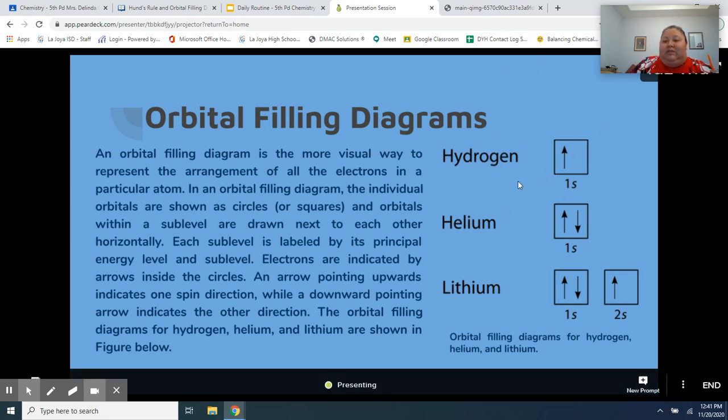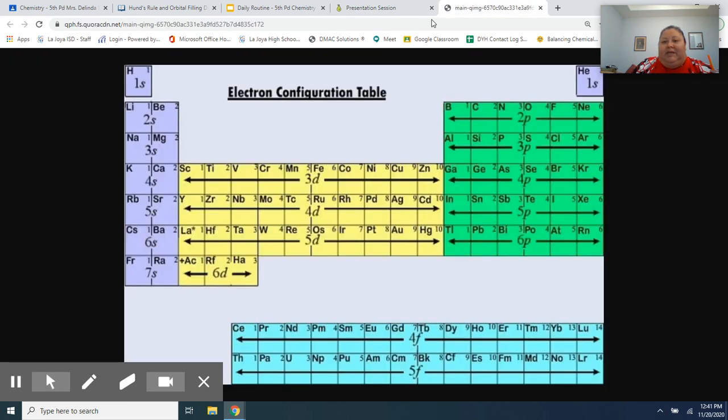All right, so this is orbital diagrams for the first 3 elements on the periodic table. Hydrogen, helium, lithium. Element number 1, hydrogen. Element number 2, helium. And lithium, element number 3. Now, if you look at the periodic table that we have, the electron configuration periodic table, you'll see that all 3 of them are in the s orbital. So there's only one version of those, right? S orbital, there's only one in the first energy level.